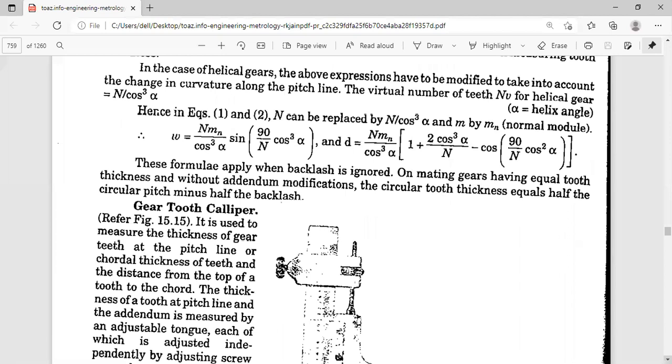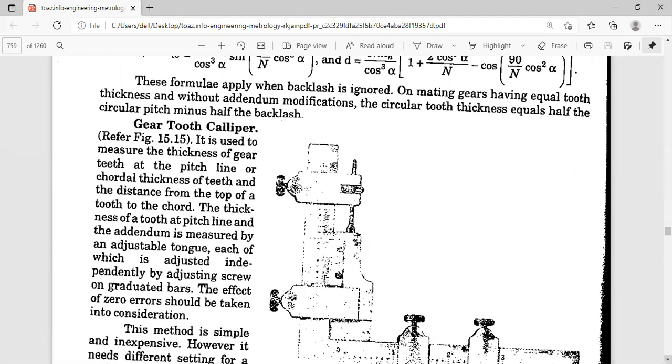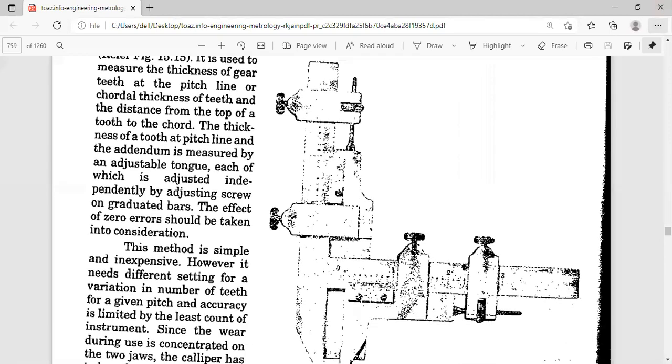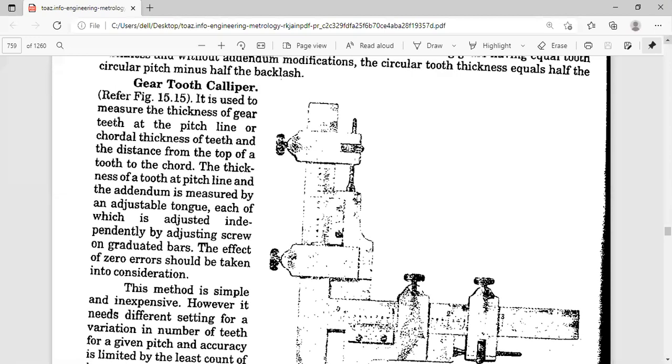So the vernier gear tooth caliper will be just like this. It's not clear here, but you just try to see it in standard textbooks. You have the diagram. This is the horizontal vernier and the vertical vernier. Whatever D or H you are calculating, you have to set in the vernier caliper, and exactly at the position of the pitch circle, you have to measure the value of W, which is given by the formula dP into sine 90 by n.